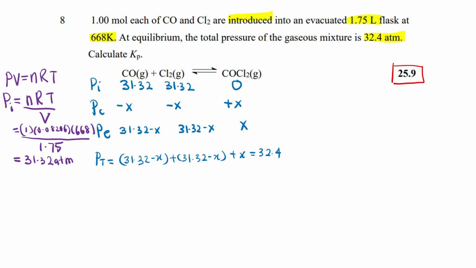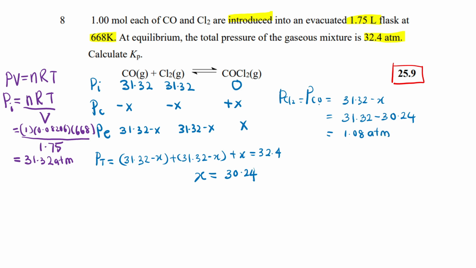So solve for x. You will get x equal to 30.24 atm. Then we substitute back into 31.32 minus x. For PCO, let's calculate one by one. PCO is 31.32 minus x, and chlorine is the same, so we calculate it just once. 31.32 minus 30.24, so we get 1.08 atm. This is the pressure for each of chlorine and CO.